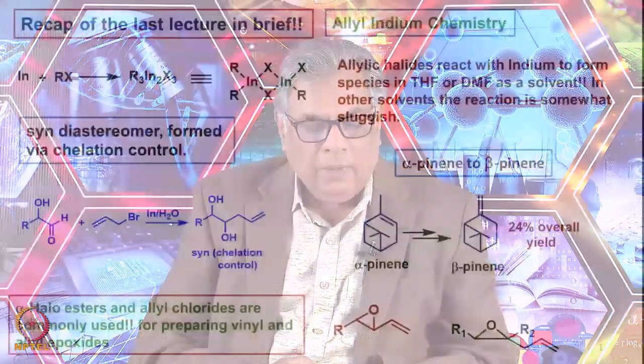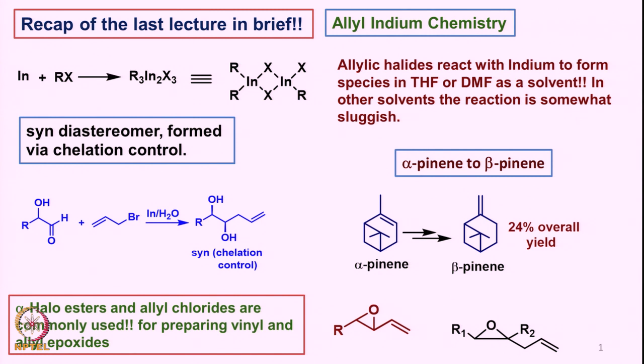We started with the allyl indium chemistry, and as you can see here, when indium metal is reacted with any halide, particularly allyl halide, then we get an intermediate of this type, which has a structure of this type, and that reacts with the aldehyde or a ketone, especially in DMF or THF as a solvent, because in other solvents the reaction is somewhat sluggish. And in these cases we get a mixture of syn and anti products.